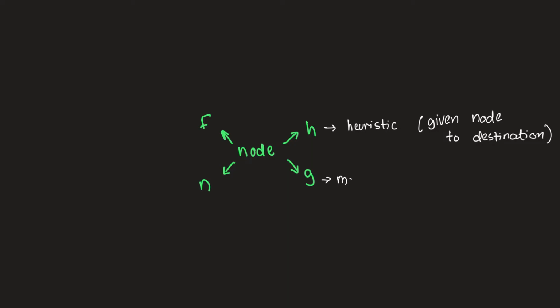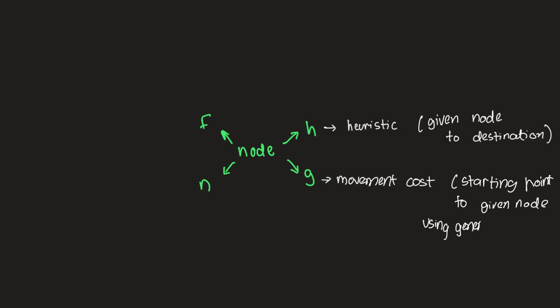So, G is the movement cost, and this is the cost to move from the starting point to any given node on the grid. But this is the distance which is calculated using the path we have generated. So unlike heuristic value, where we don't already know the path, in the movement cost or G, we're using the path which has already been generated to calculate the value from the starting point to the given node. Next we have F, which is simply the sum of H and G, and N, which is the previous node that we were on.